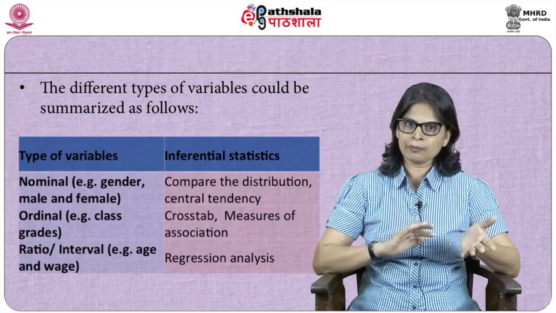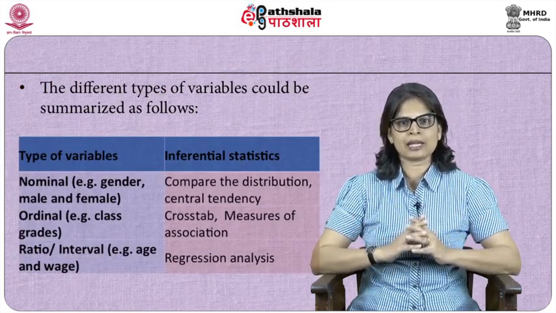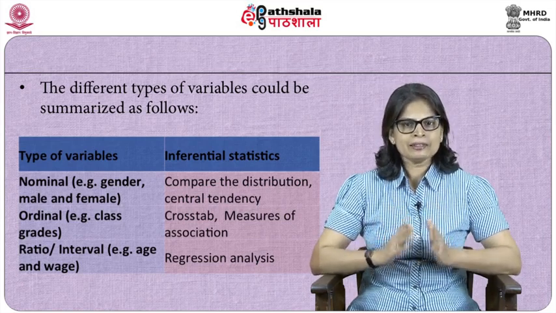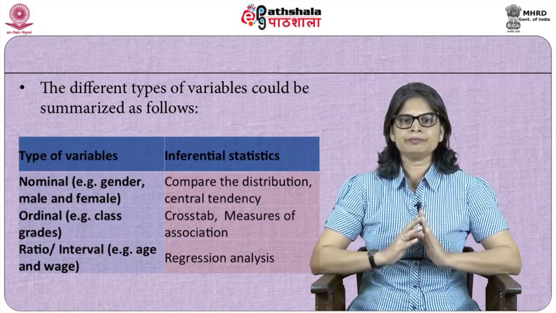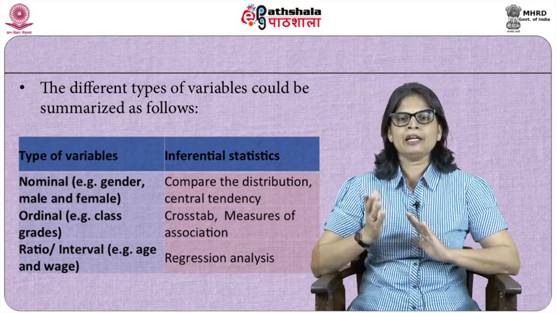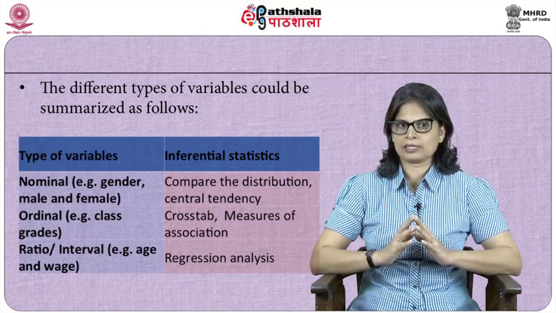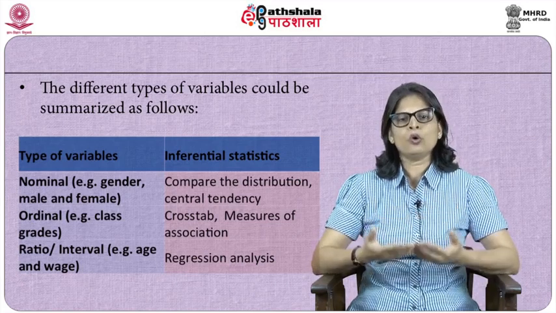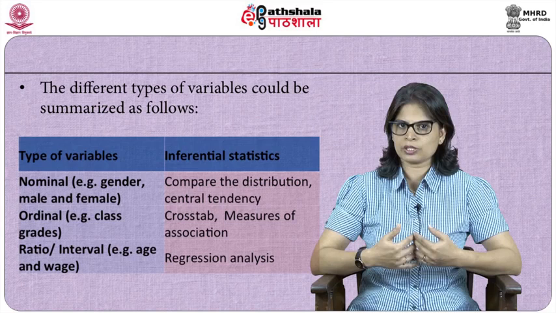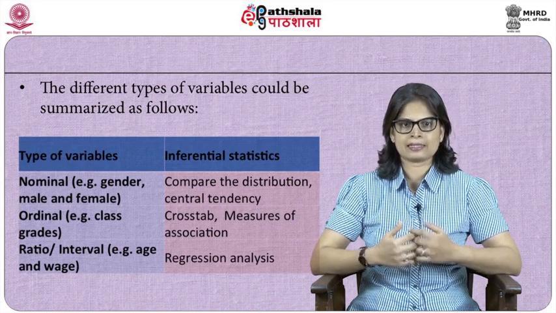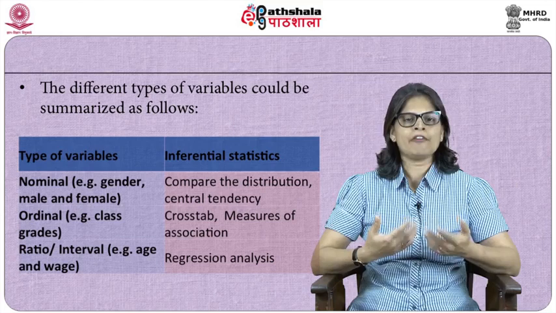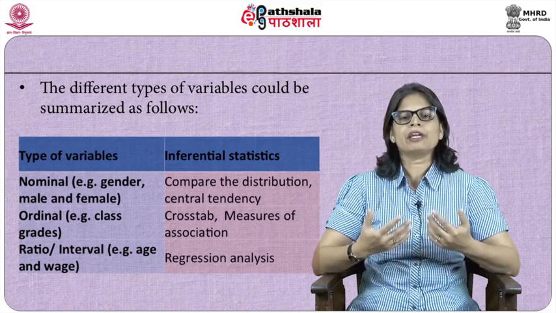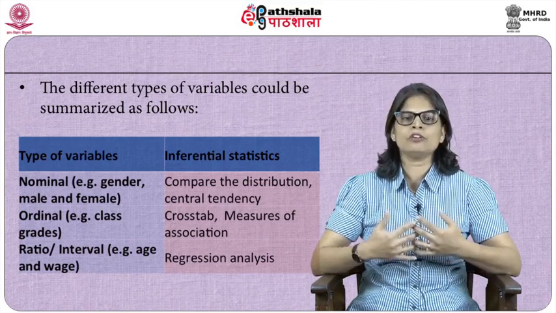The different type of variables and the type of inferential statistics could be summarized as given here. If we see the nominal variables like gender, we can compare their distributions using central tendency. If we have ordinal variables like the class grades, we can go for crosstabs or measures of association to infer about their analysis. Lastly, if we have ratio or interval variable, that is the age, income, etc., we can very well use regression analysis to infer about such data.